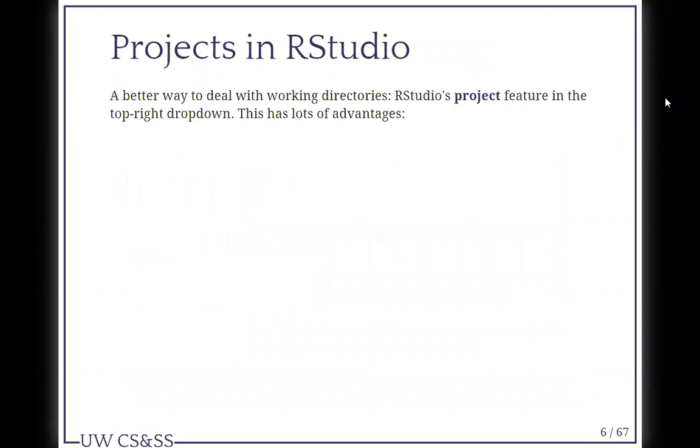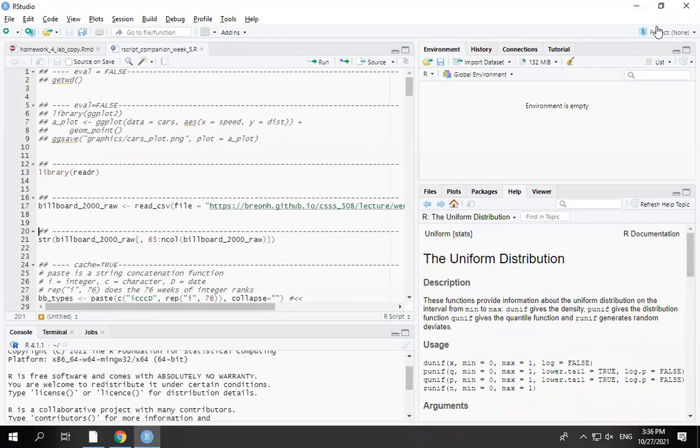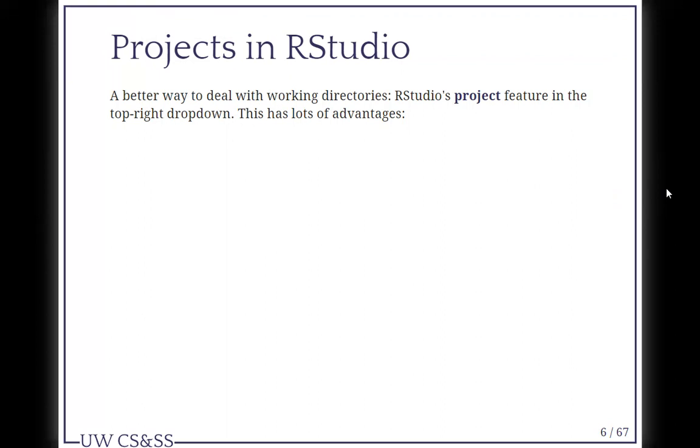On projects in RStudio, a better way to deal with working directories is RStudio's project feature. In the top right dropdown, this has a lot of advantages. I'm going to show you where it is right quick. It's here. Top right dropdown. You can make a new project right there. This has a lot of advantages.